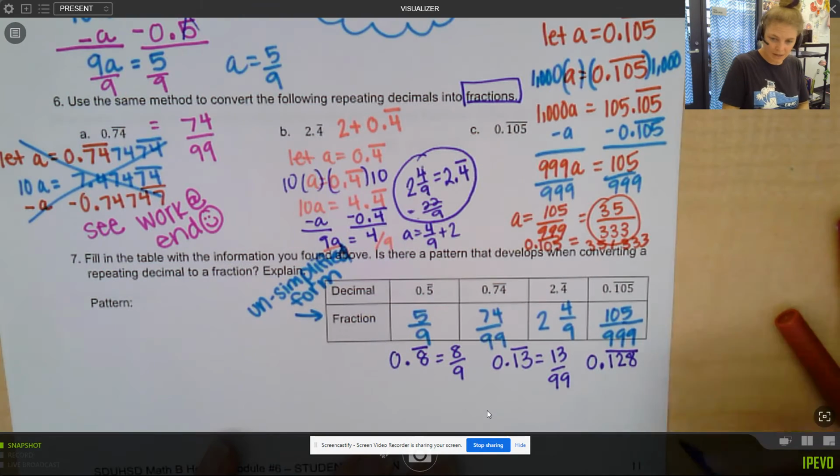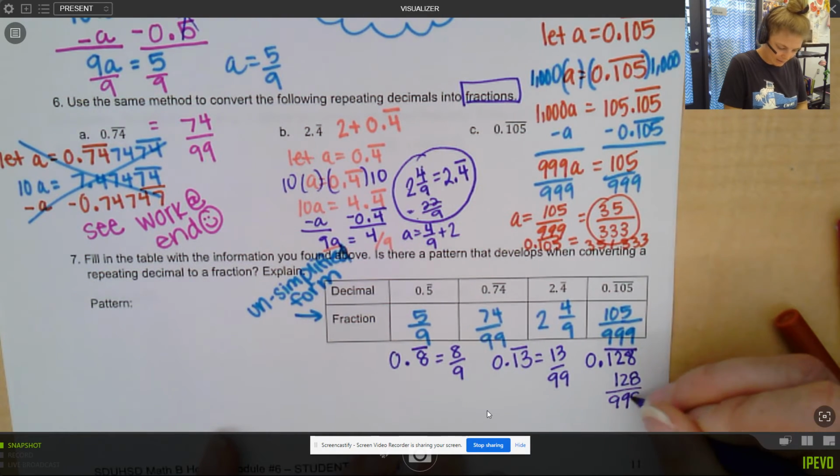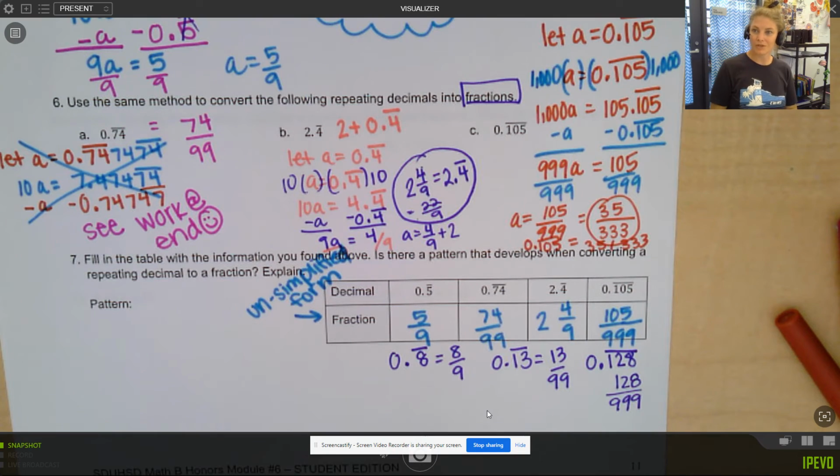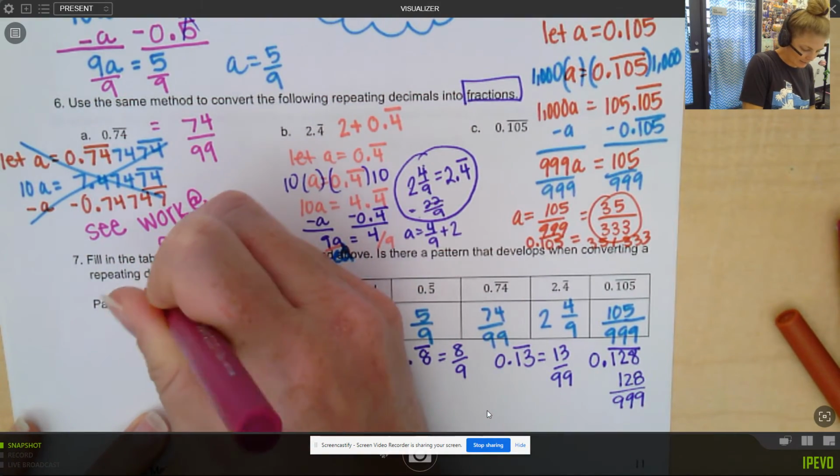0.128 all repeating, 128 over 999. Ooh, do you see the pattern yet? I hope you do. So is there a pattern? Yes.